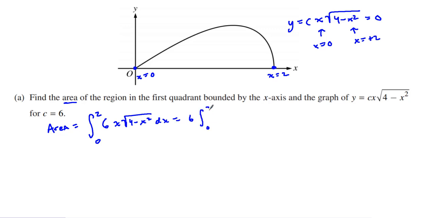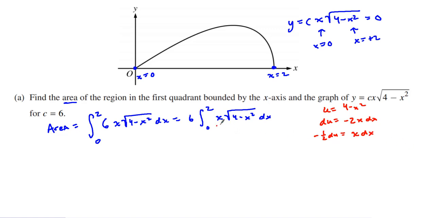We can bring the 6 outside: 6 times the integral from 0 to 2 of x times the square root of 4 minus x squared dx, and right away you can see we need some u substitution. We're going to make u equal to 4 minus x squared, which means du is equal to negative 2x dx, so negative 1/2 du is equal to x dx.